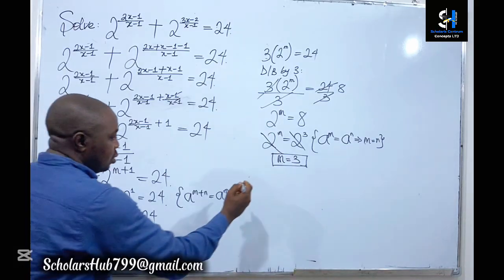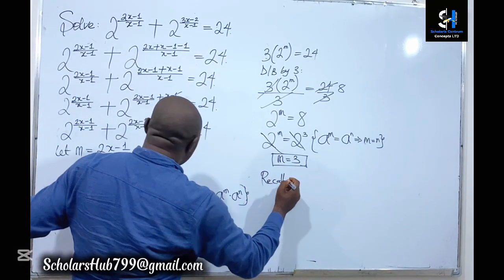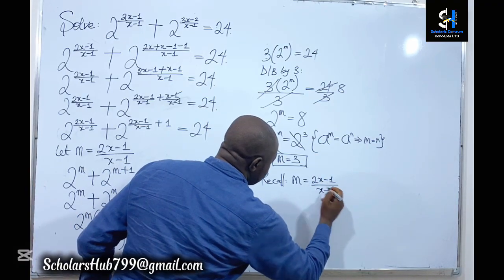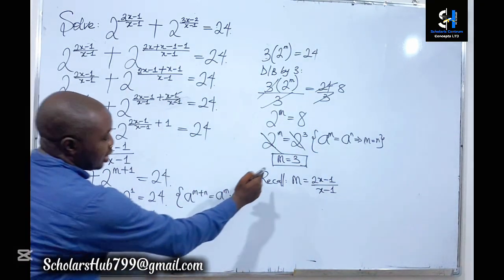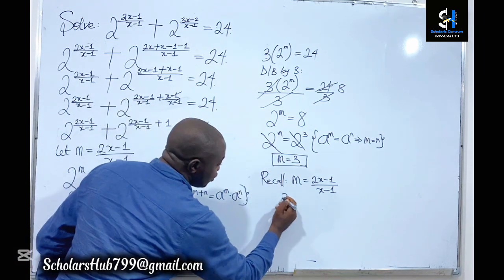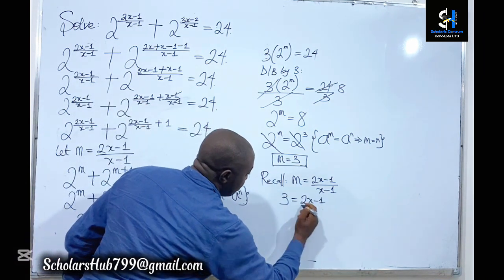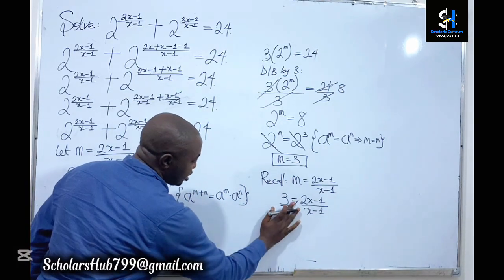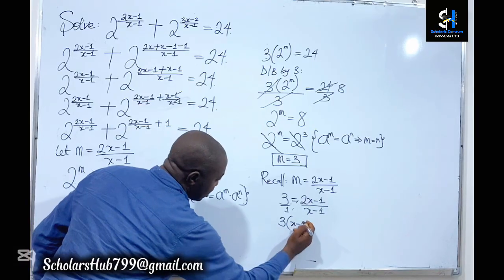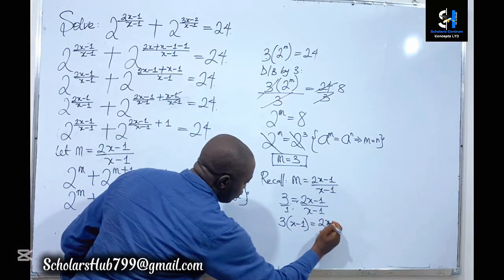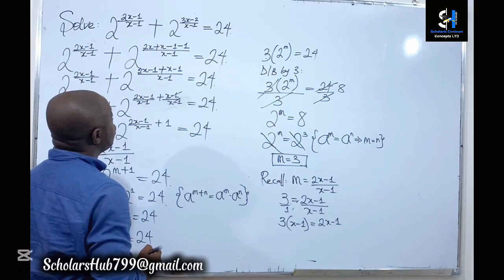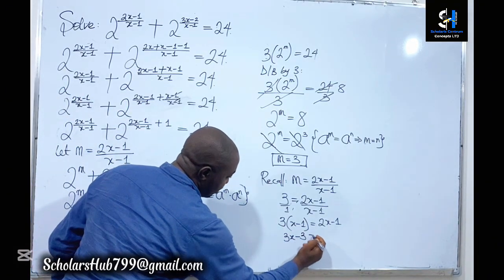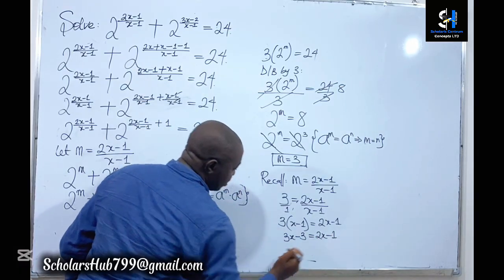Now let's recall. We know that m is equal to (2x minus 1) divided by (x minus 1). So now that the value of m is 3, this will be 3 equals (2x minus 1) over (x minus 1). To solve for x, let's cross multiply in this case. So this will be 3 bracket x minus 1 equals 2x minus 1. Okay, 3 times x, that will be 3x. 3 times minus 1, that will be minus 3. Then equals 2x minus 1.